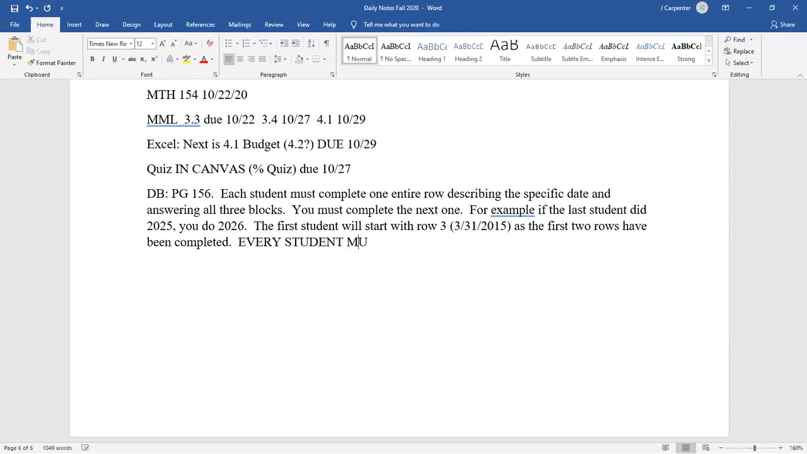Every student must do this assignment because there is no ending. It ends whenever all my students have done this. This will be due, and let's say round to the nearest cent. Due the 26th, Monday, 10/26 by midnight.